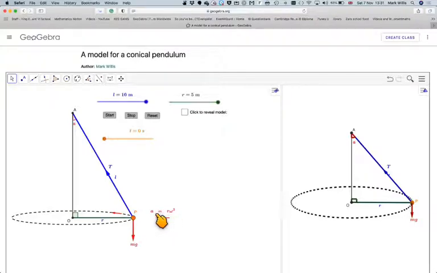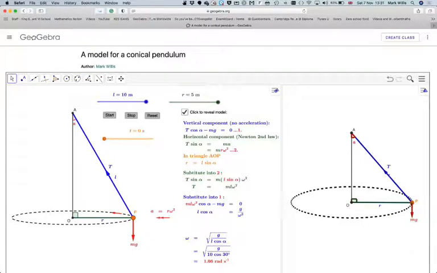The acceleration will be r times the angular speed squared. If we click to reveal the model, in the vertical component there's no acceleration. That will just be T cos alpha, because don't forget, if that's alpha, then if you draw a line up here, this angle will be alpha, minus mg, equal to 0. The horizontal component, using Newton's second law, will be T sin alpha equal to m times the acceleration, but the acceleration is r times the angular speed squared, so we get that.